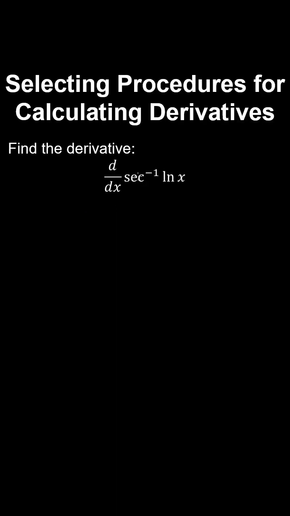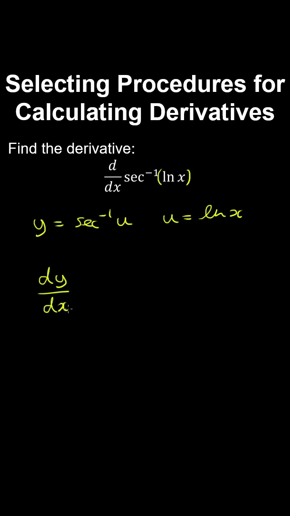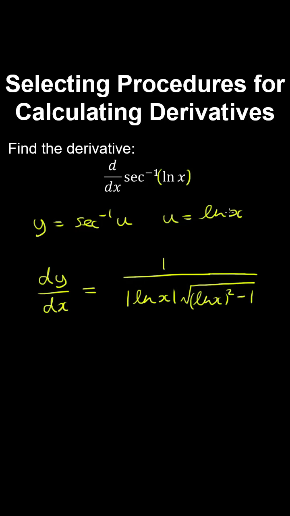Let's find the derivative of the arcsec of the natural log of x. So we can write this as the arcsec of u, where u is equal to the natural log of x. And now using the derivatives of the inverse trig functions we've derived earlier, the derivative of the arcsec of u is 1 over the absolute value of u by the square root of u squared minus 1. And we need to multiply by du dx, so that will be multiplied by 1 on x.